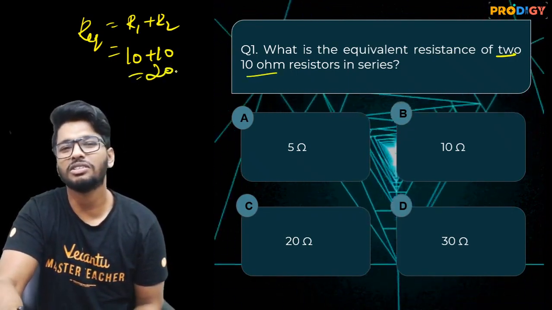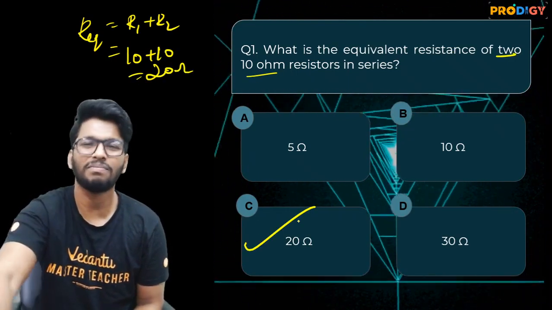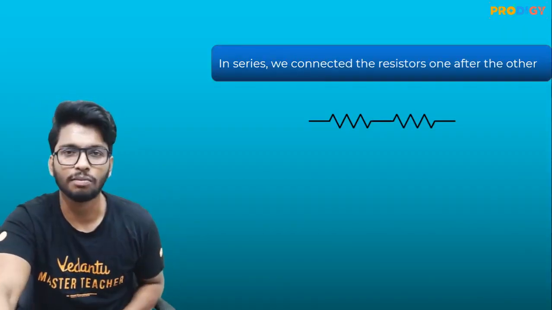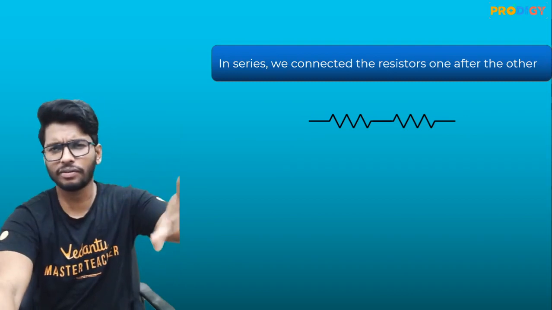So how much is the total resistance? 20 ohms. Simple. Easy question. That's all. Alright guys, now let's understand about parallel connection. Now I hope everyone understood about series connection.